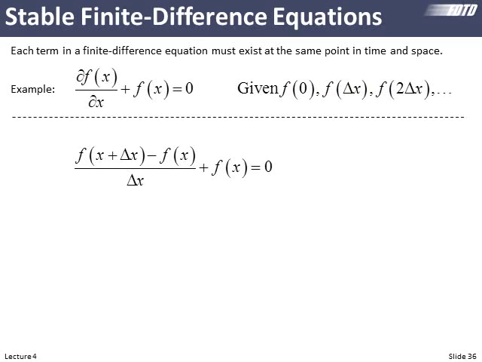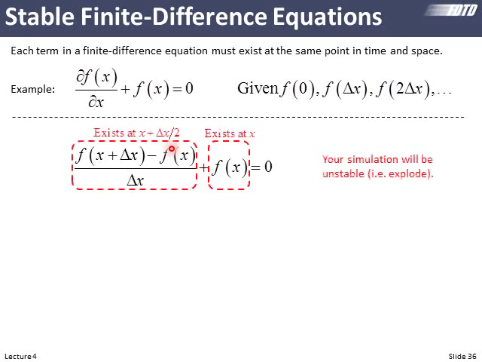In fact, there is. This finite difference, remember, exists at the midpoint because it's a central finite difference. So we've calculated a term that actually exists at x plus delta x over 2. It's the midpoint between these two different values of x, whereas just f of x exists at x. Those two are not compatible. This simulation may work at first, but it'll eventually explode. That's not a valid finite difference equation.